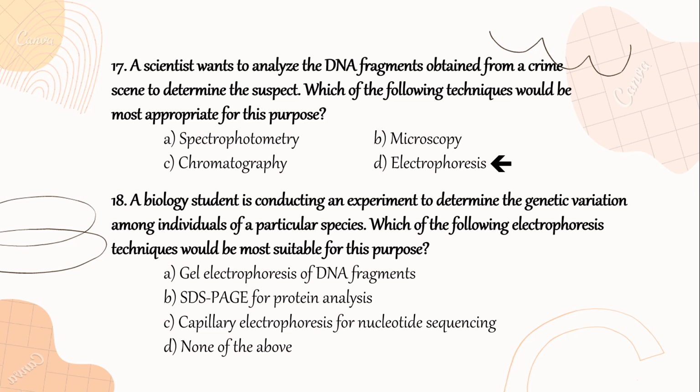Number 18. A biology student is conducting an experiment to determine the genetic variation among individuals of a particular species. Which of the following electrophoresis techniques would be most suitable for this purpose? A. Gel electrophoresis of DNA fragments. B. SDS-PAGE for protein analysis. C. Capillary electrophoresis for nucleotide sequencing. And D. None of the above. So the correct answer is A. Gel electrophoresis of DNA fragments.